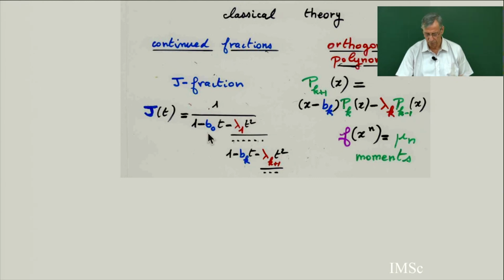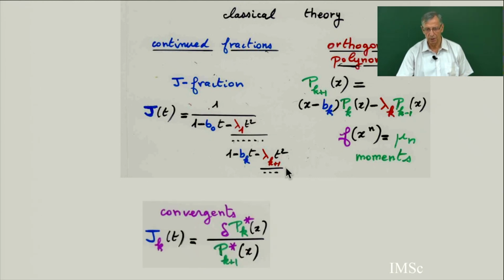There are two relations. First, if you cut this fraction at a certain level, you get a rational fraction, and this rational fraction is going to be the ratio of two polynomials which are related to the pk. The pk, this is a reciprocal. Reciprocal means that you change x into 1 over x and multiply by x power k if the polynomial is of degree k. And this is another sequence of polynomials. I will define the delta later. So this is the first relation.